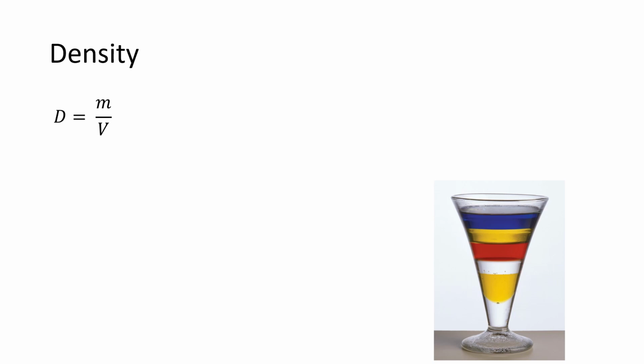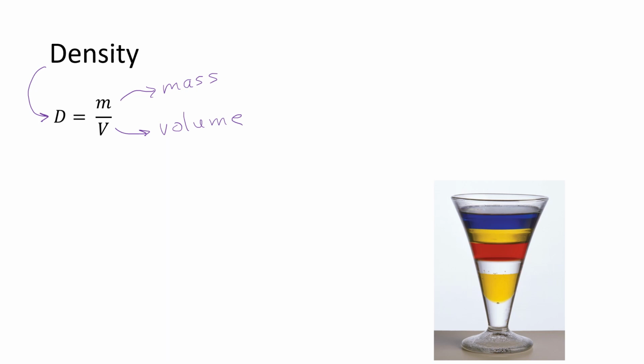When we look at density from a mathematical side, we have this equation D equals M over V. D stands for density. M stands for mass, and V stands for volume. This equation allows us to relate the mass and the volume of a sample to its density.